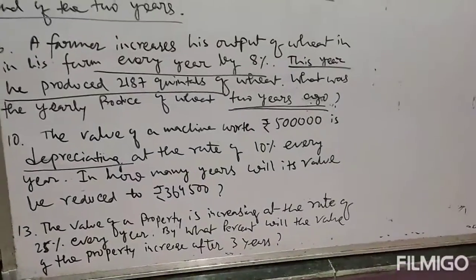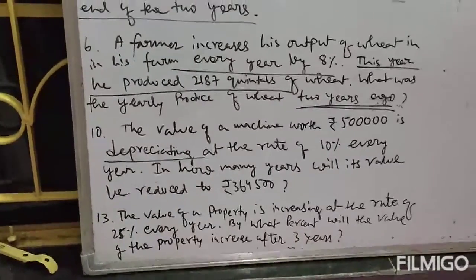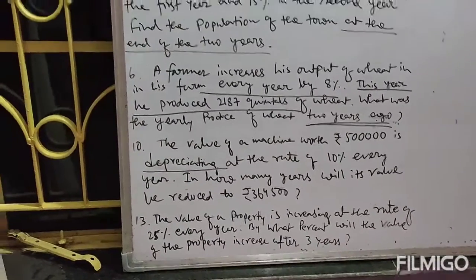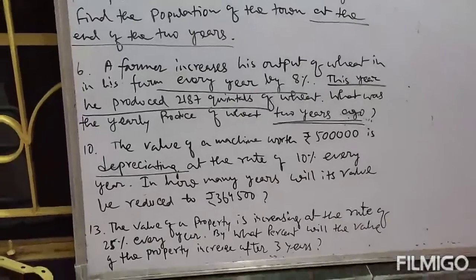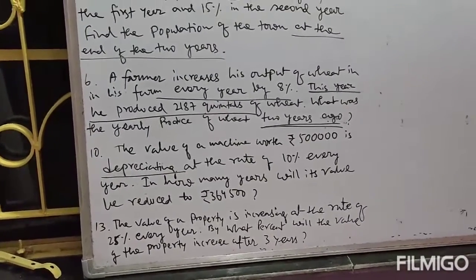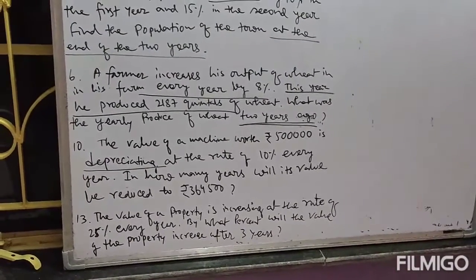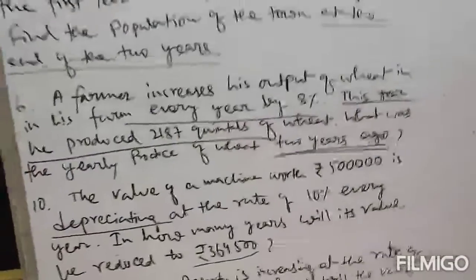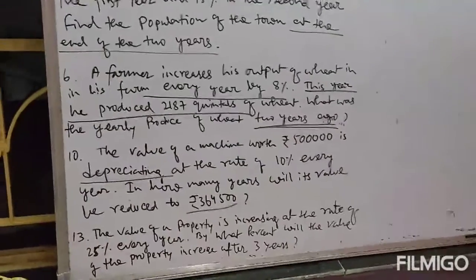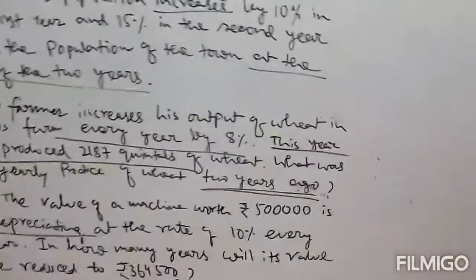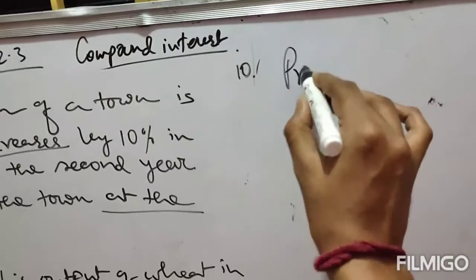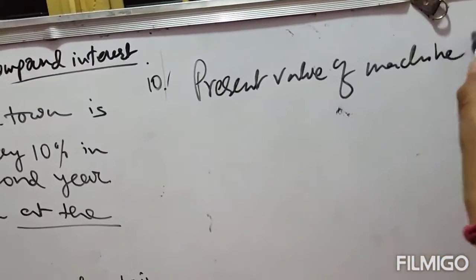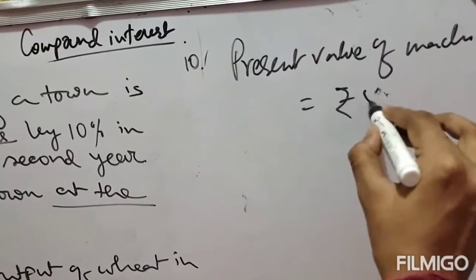That is, present value means V0, because it is a depreciating case. Depreciating means decreasing, so we will use the minus sign. It is depreciating at the rate of 10% every year, that means it decreases 10% every year. So it is a depreciating case. And in how many years will its value be reduced to 3,64,500? Present value is represented with V0. So the present value of the machine, V0, equals rupees 5 lakh.